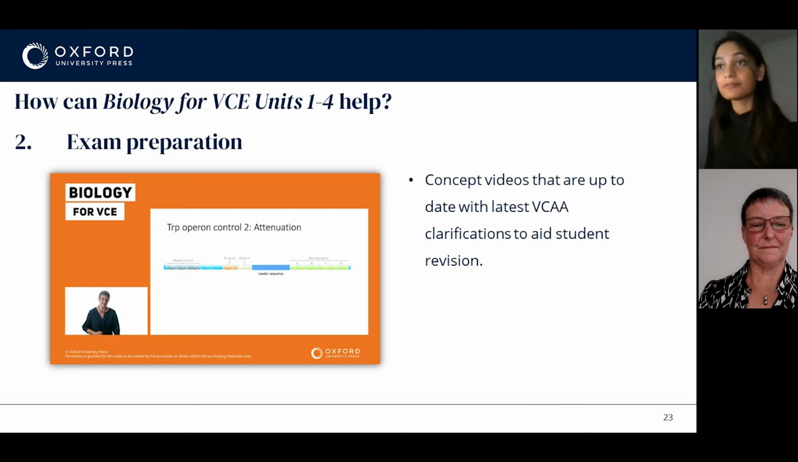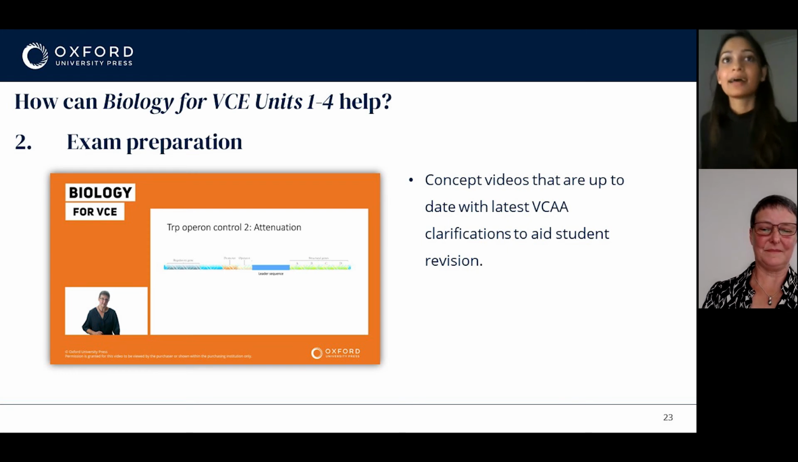And we also have concept videos that are up to date with the latest VCAA clarifications to aid student revision. So if the student's revising and they see an embedded hotspot video, they click on it and it opens up. Here we can see Helen talking about attenuation in the trp operon, so the different control mechanisms. So it's really good to have that fresh information to help students with their revision for the exam.